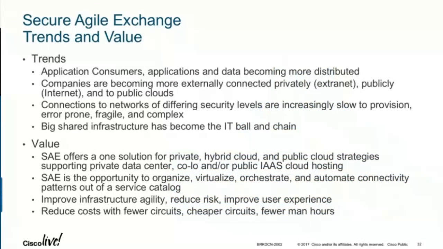And so summarizing this up, we've got trends: applications, and the consumers and the providers of applications, are more distributed. You're more externally connected. Connections of differing security levels are increasing. And the way I now look at big shared infrastructure, and you guys like BS, big shared, is that it is actually our ball and chain. Like big F5s, big ASAs, those are the things that make us slow.